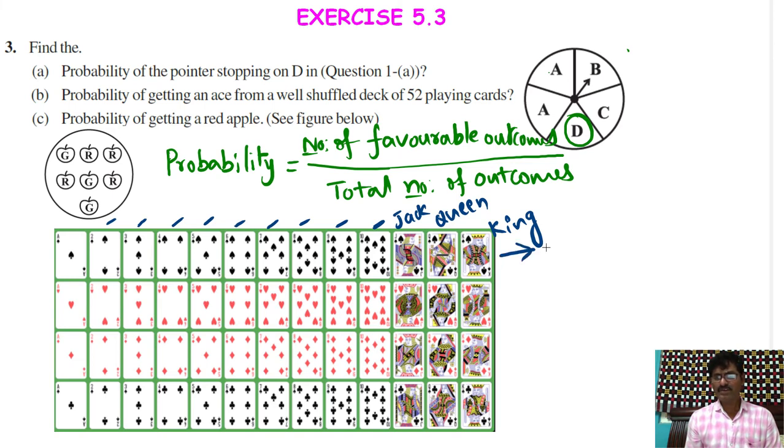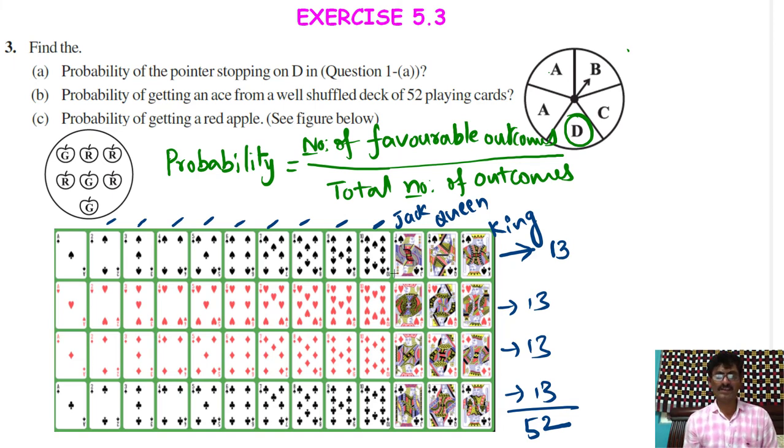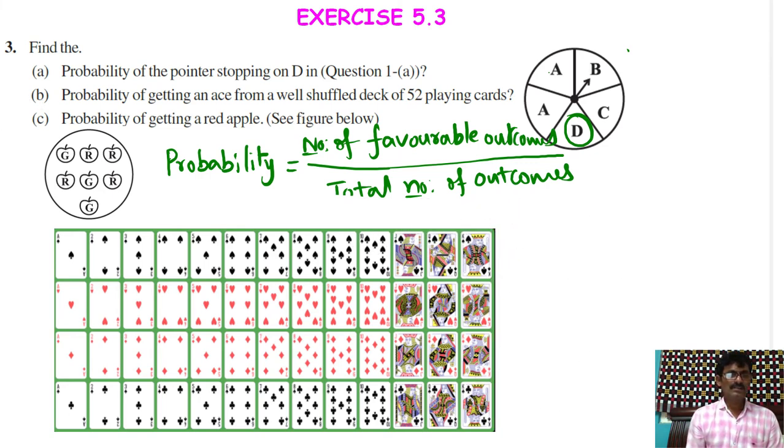In each set we have how many cards? 13 cards. Here 13, here 13, here 13 and here also 13. So in total we have 52 cards. So in a deck of cards we have 52 cards. Now out of these 52 cards, pick up one card randomly. How many total possible outcomes will there be? You can get any one of these 52. So the total number of outcomes is 52.